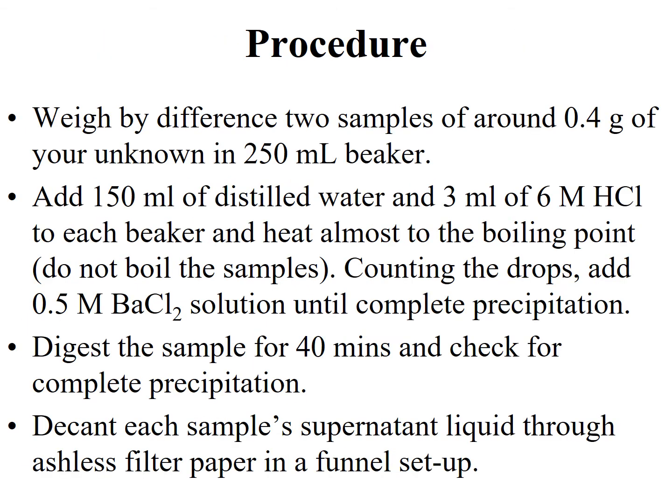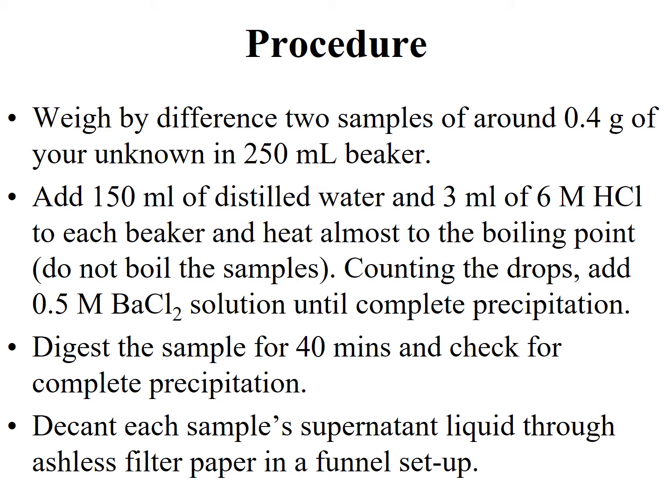To put those steps into perspective in this experiment, here's the procedure. The first thing you're going to do is weigh by difference two samples of approximately 0.4 gram each to the nearest 0.1 milligram. Then you place each into marked 250 ml beakers. Then you add 150 ml of distilled water and 3 ml of 6 molar HCl to each beaker, and then heat almost to the boiling point, but do not boil the samples.